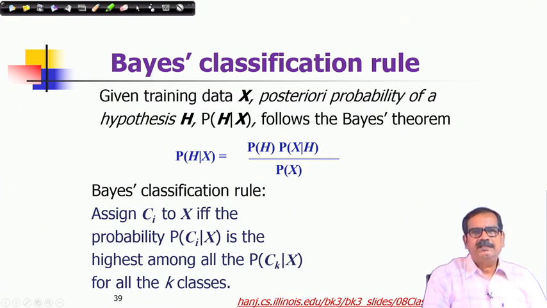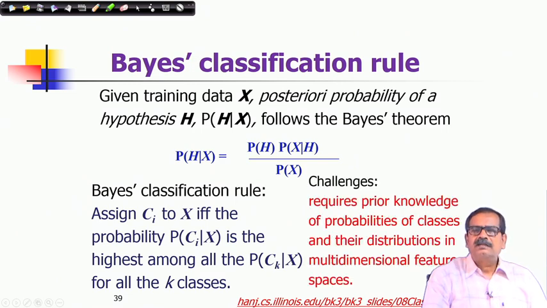It says that assign C I to x if and only if the probability of C I given x is the highest among all the other classes, all other probabilities for all other classes. So, there are challenges of course in this computation. It requires prior knowledge of probabilities of classes and their distributions in multidimensional feature space.